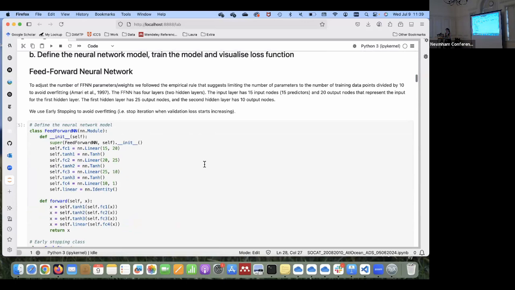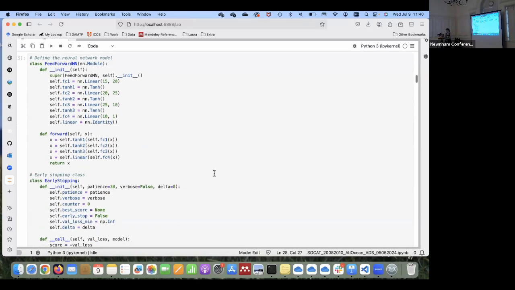Right. And so now we train the models. We will train 3 different models based on these 3 different designs. And we will use the features to predict the pCO2. There is an early stopping design here to avoid overfitting. It is basically looking at the validation loss, and if it starts increasing or is not decreasing anymore, it stops the training.